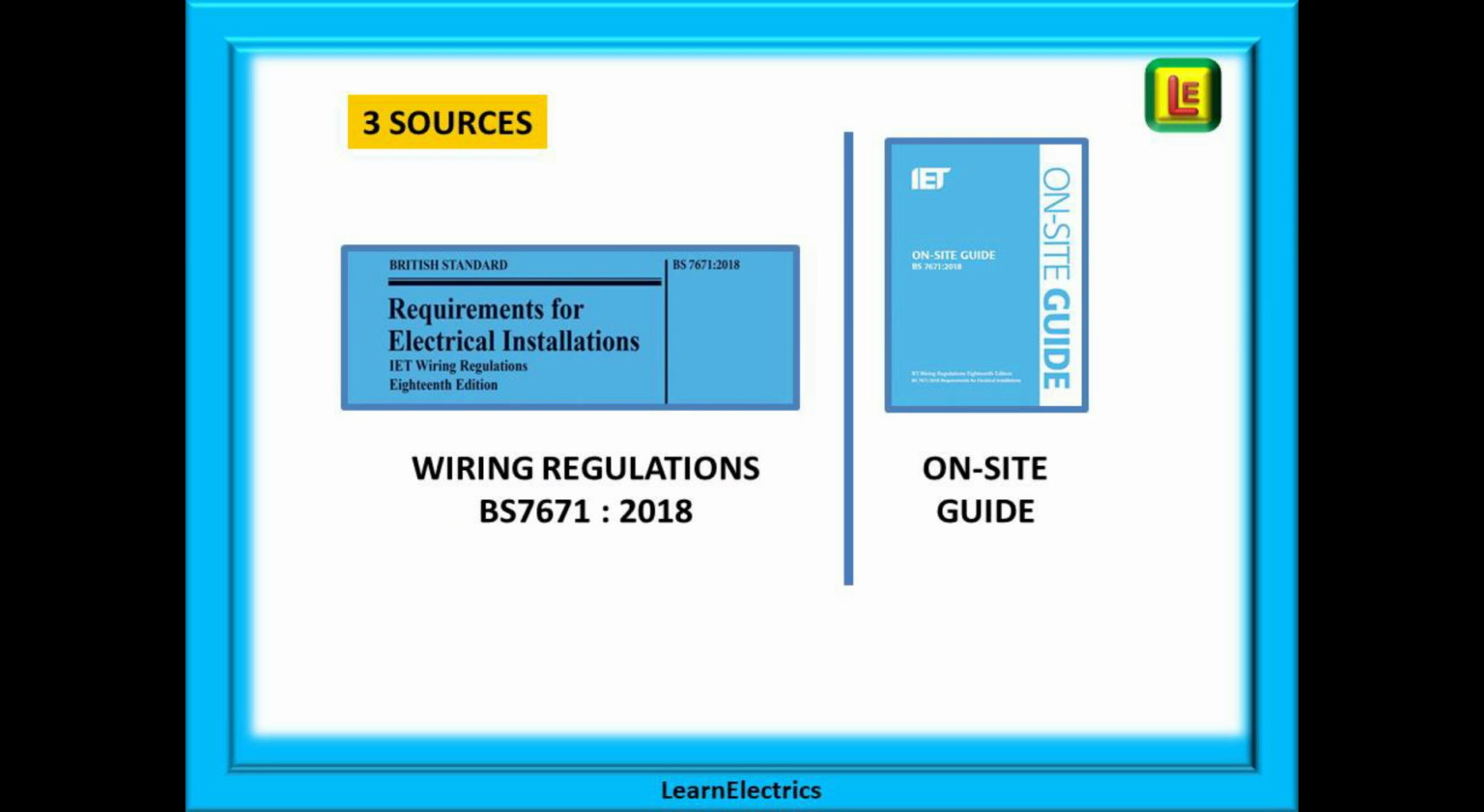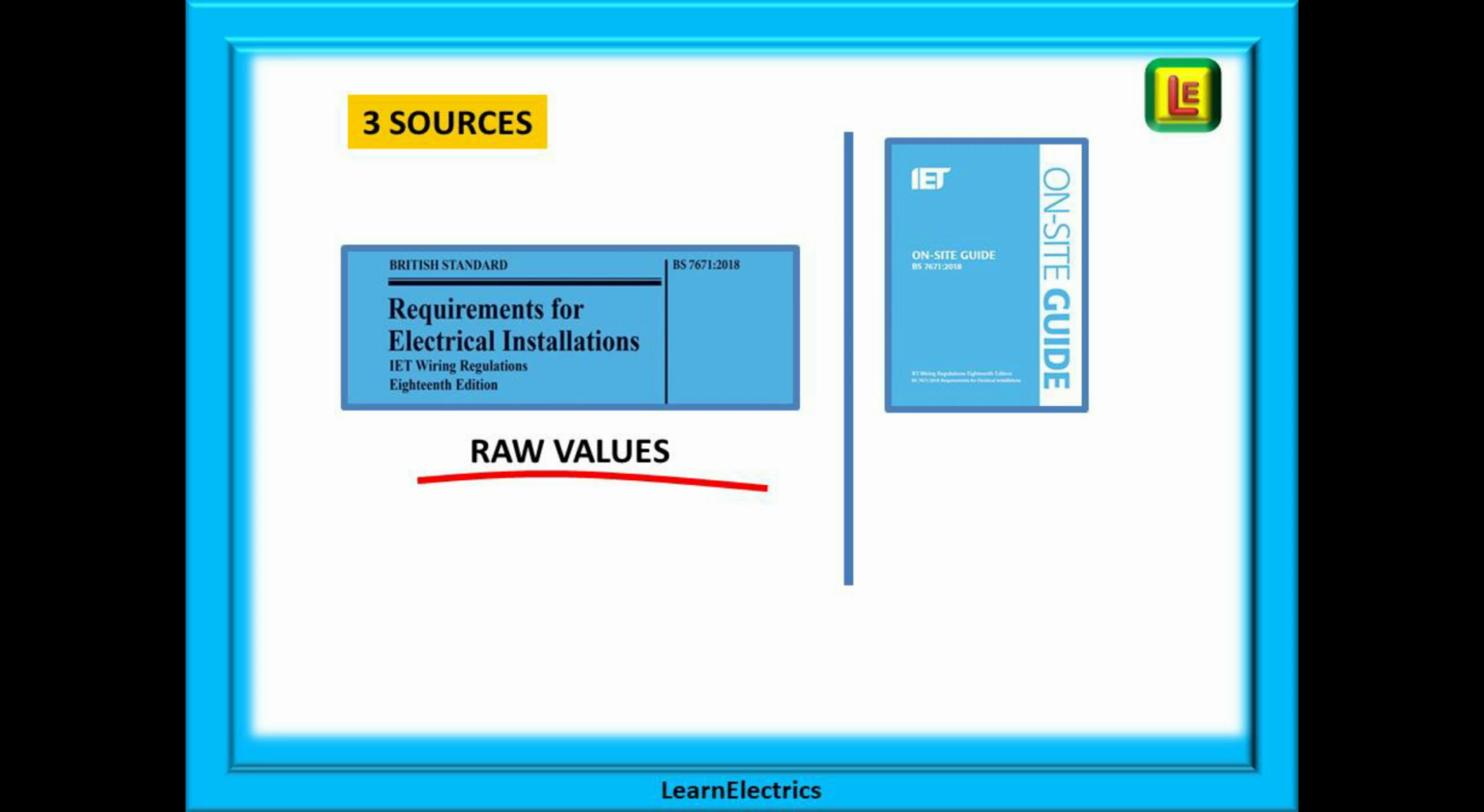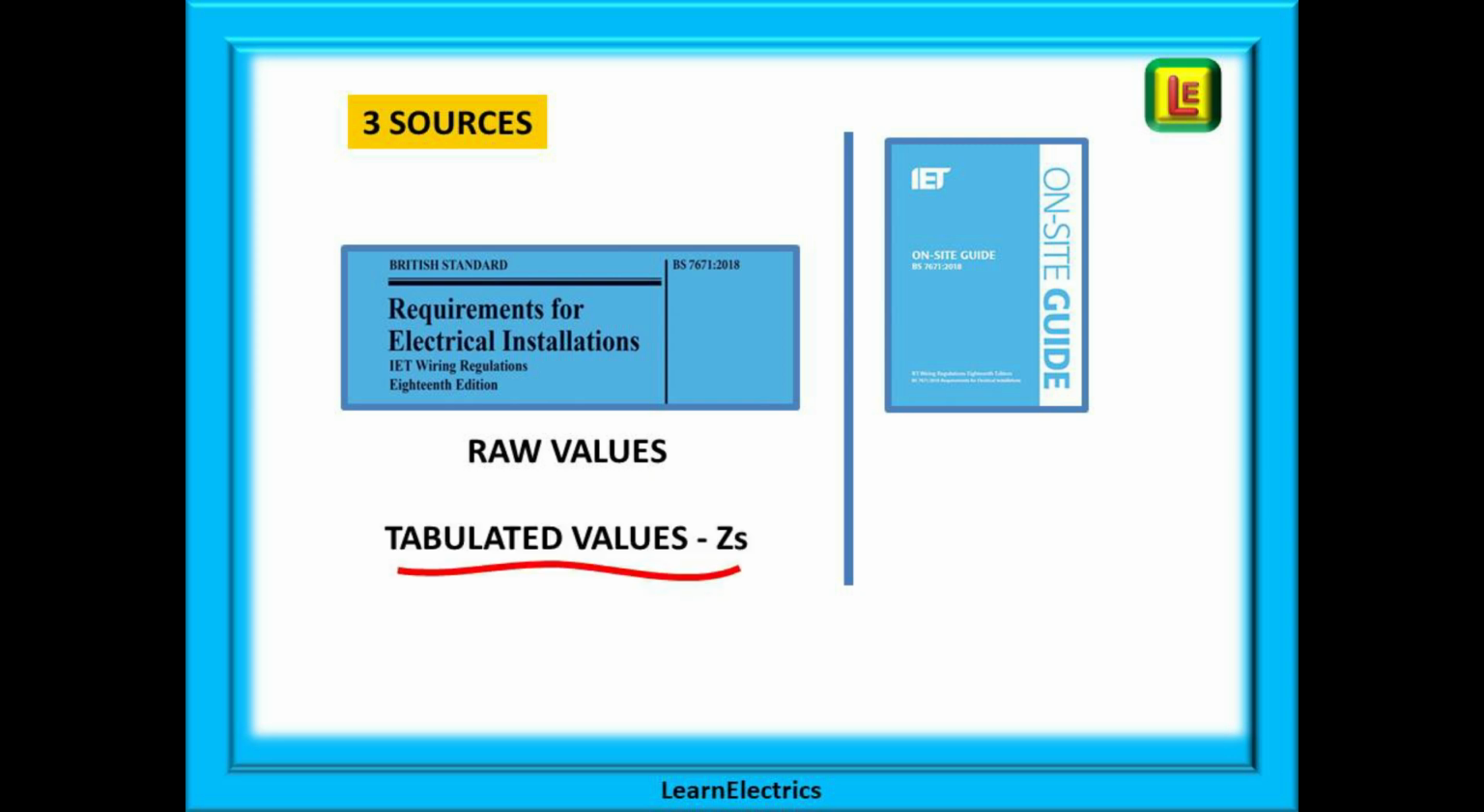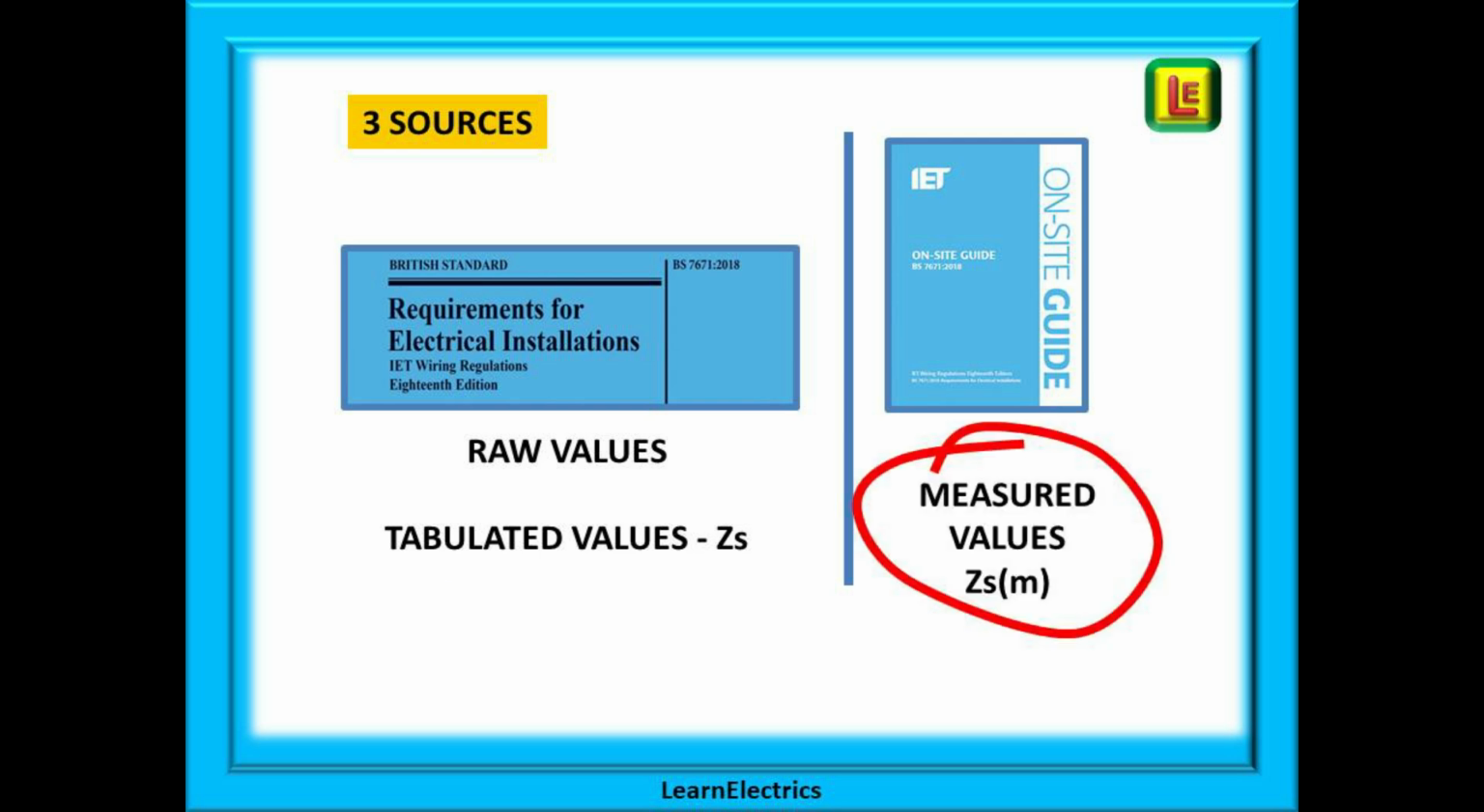There are three sources or places to look for the information. We will find this in the wiring regulations book and in the on-site guide. Throughout this video I will be referring to the 18th edition of both books. In the wiring regulations book we will find the raw values and the tabulated values Zs, whilst in the on-site guide we will find the measured values Zsm.